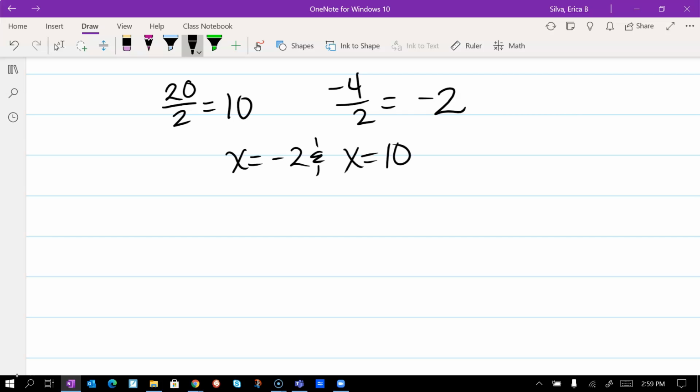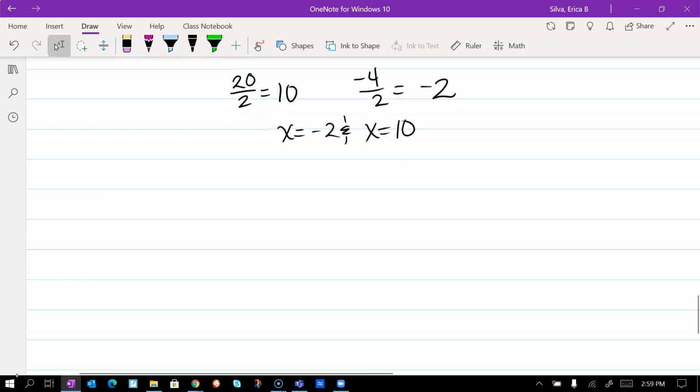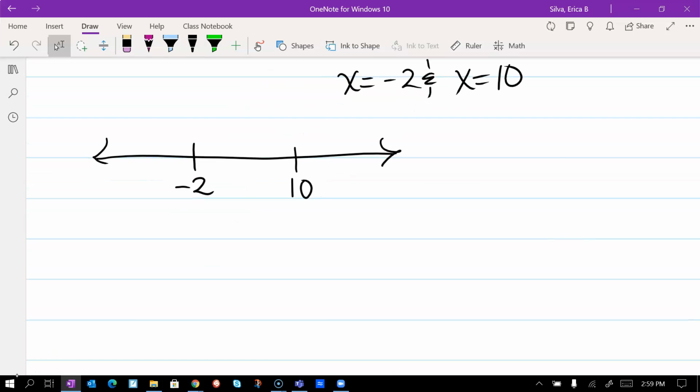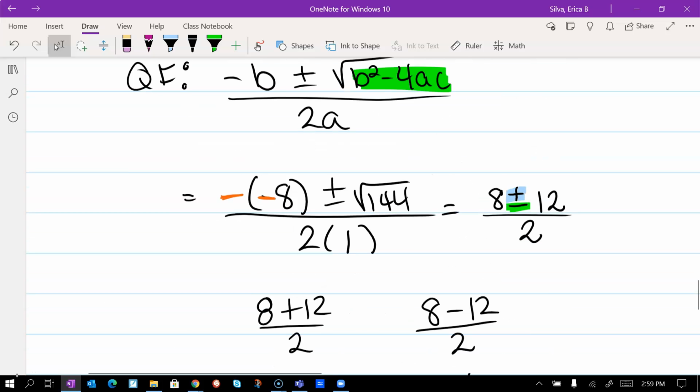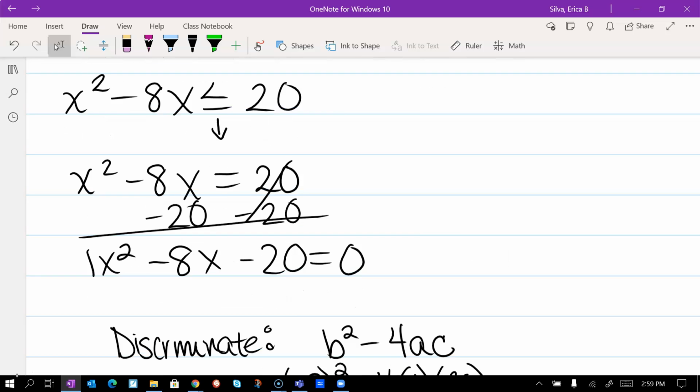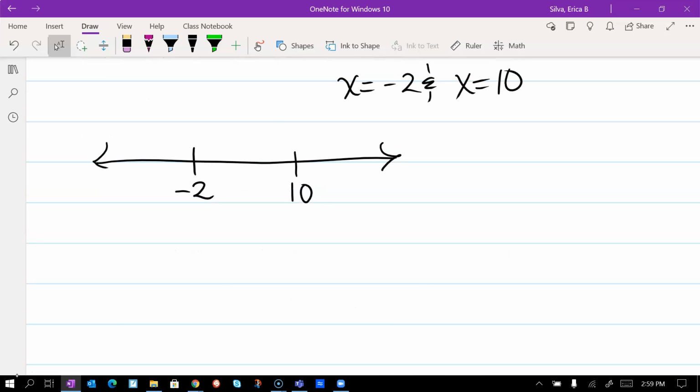All right, so now that we have our solutions, we're going to put them on a number line. We've got -2 and positive 10. Now, if we go back to our original equation, are we going to have an open or a closed circle? Open or closed? If we go to our original, it'll be closed. How do we know it's closed? What does it have? Yeah, it has an equal sign. So we're going to put a closed point at -2 and a closed point at 10.